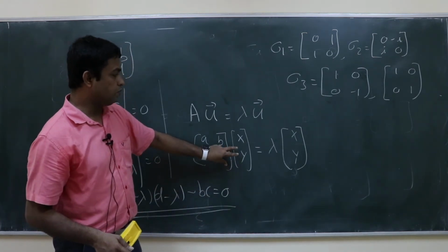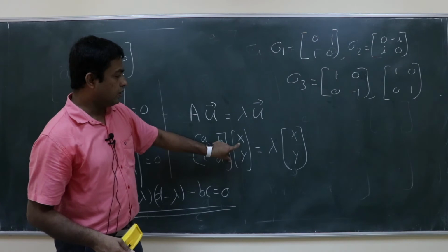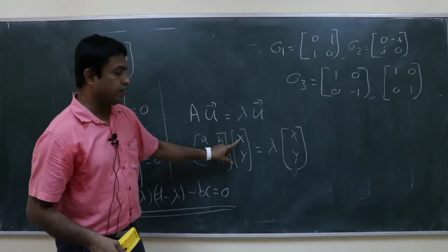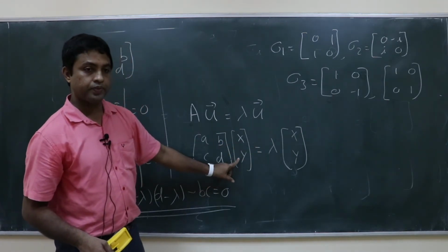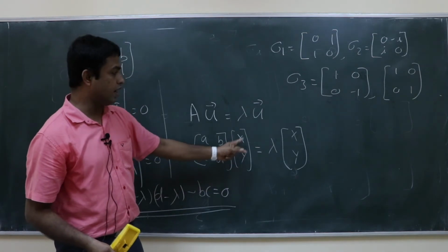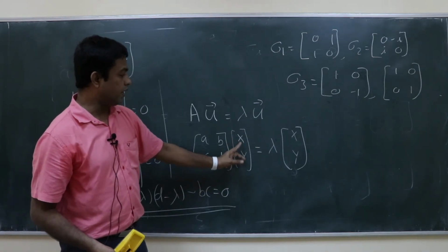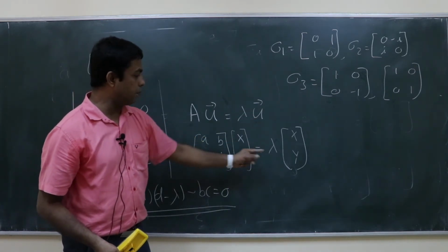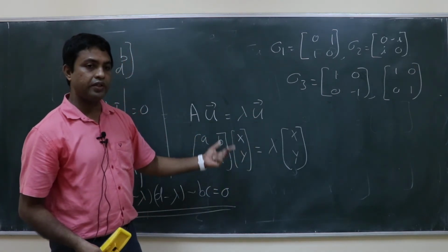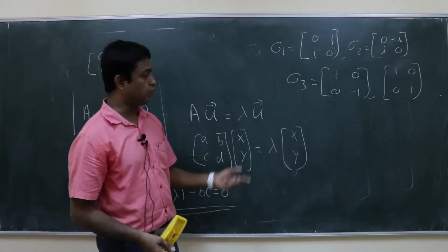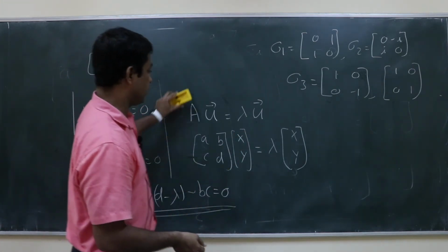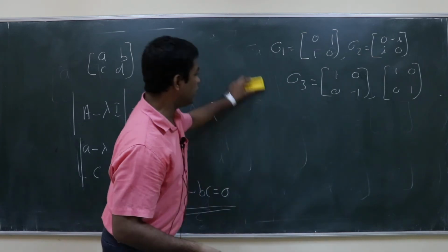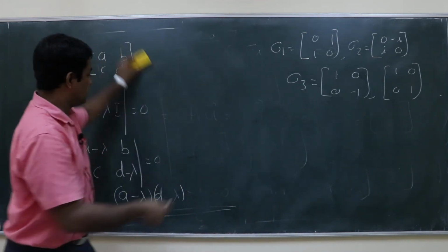So for each lambda you can get one set of x, y. That is a vector, so that is the eigenvector. One x, y for a given lambda gives you one eigenvector. For another lambda you get another eigenvector. So you get 2 eigenvalues and 2 eigenvectors for a 2 by 2 matrix, in general. Now let us look at Pauli's spin matrices.